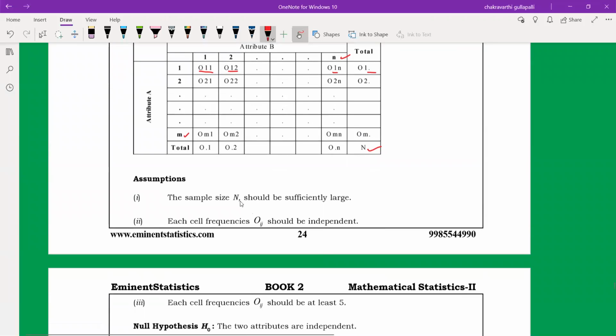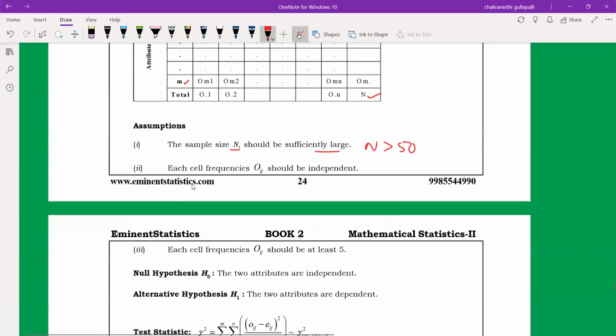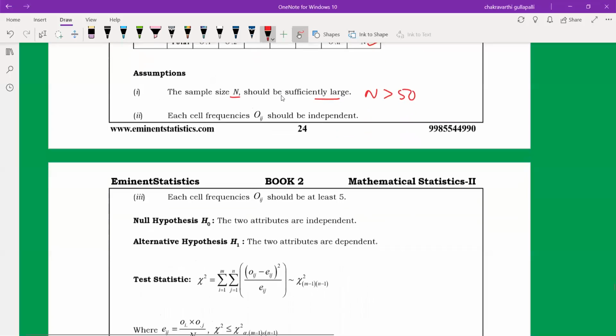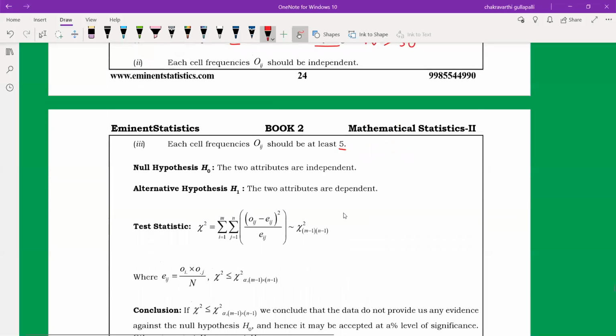Assumptions. The sample size capital N should be sufficiently large, say greater than 50. More than 50, we can apply this test. Each cell frequency Oij should be independent. All observations are independent. So each expected cell frequency should be at least 5. Each cell frequency Oij should be at least 5, minimum 5. These are the assumptions.